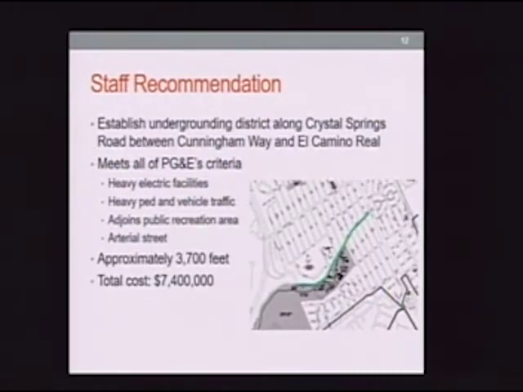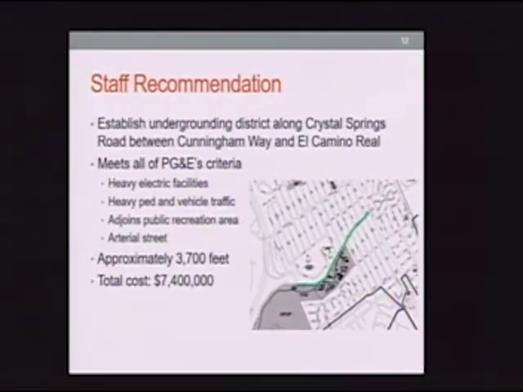concentration of overhead electrical facilities, carries a heavy volume of pedestrian and vehicle traffic. The road also joins the public recreation area, which is City Park, and is also a part of the scenic corridor. And the road is also considered an arterial street. The total length is approximately 3,700 feet, and the total cost to underground the entire length, ECR to El Camino to Cunningham Way, is about $7.4 million.